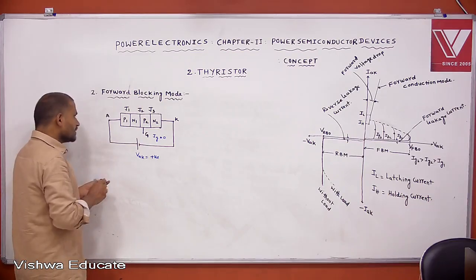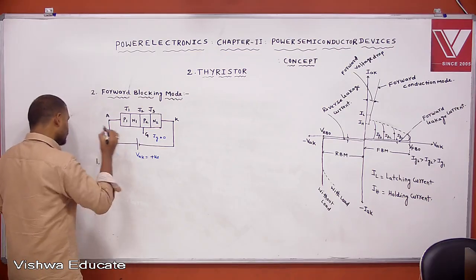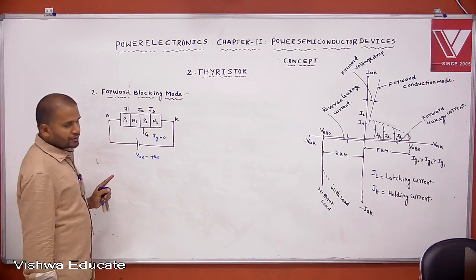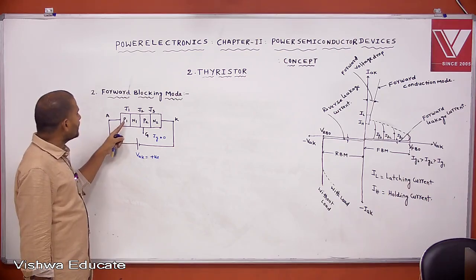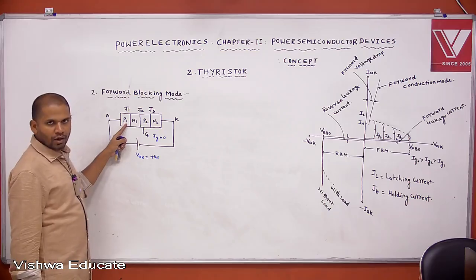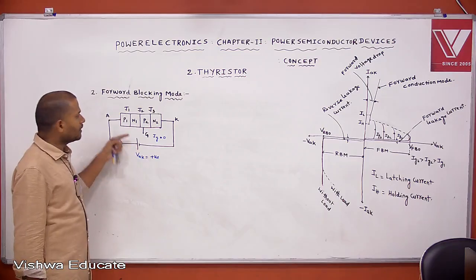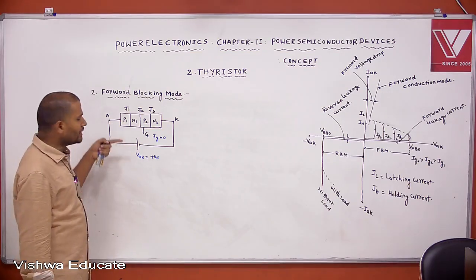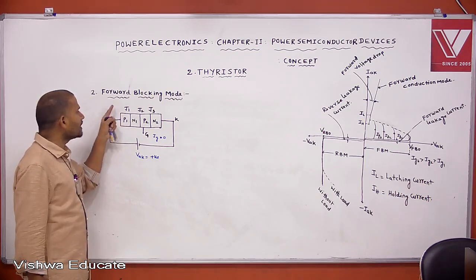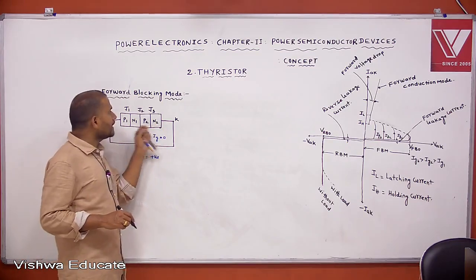Now see, what are the observations in forward blocking mode of operation? Every point is important. Under forward blocking mode of operation, positive is connected to P1. This is the positive plate. Majority carriers are holes. All these positive charges are repelled from the positive plate, crossing the J1 junction. That means majority carriers are crossing the J1 junction. That's why J1 is forward bias.